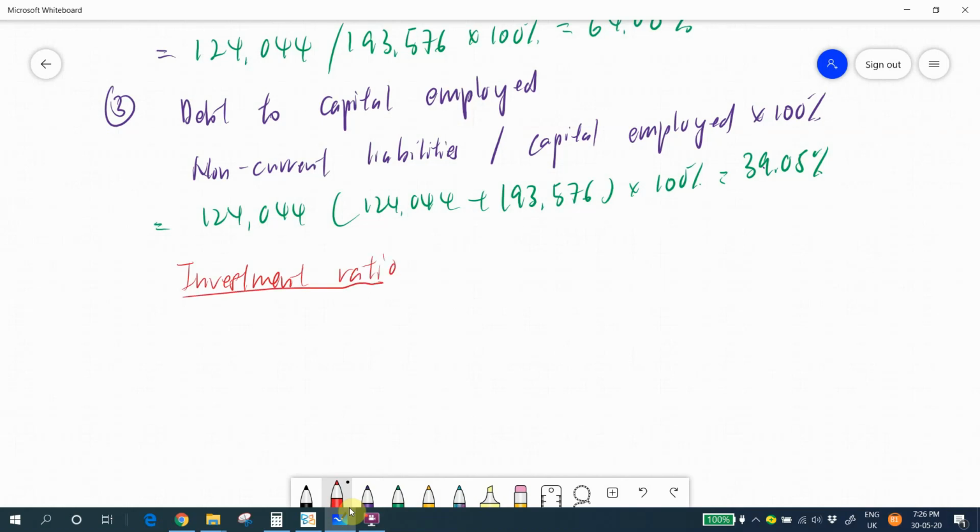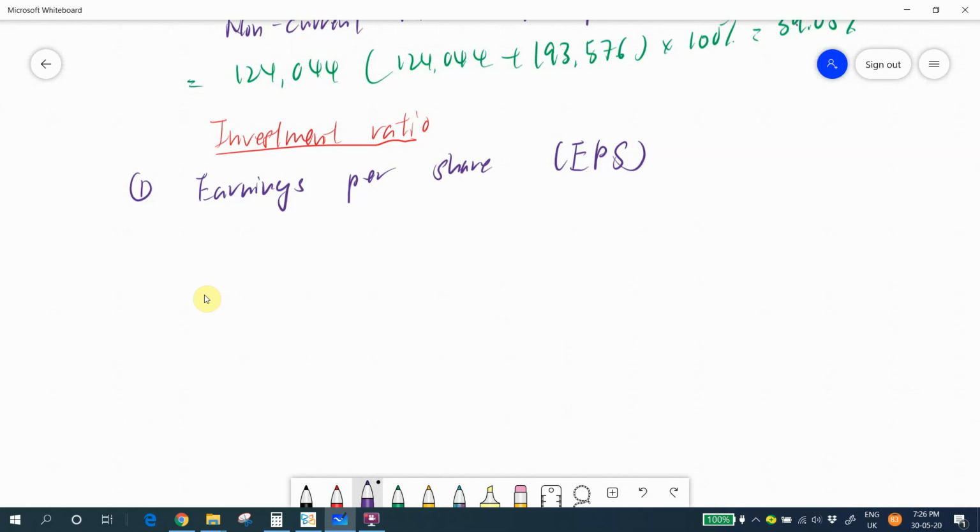The first one in the investment ratio will be earnings per share. The short form for earnings per share is EPS. So how to get the earnings per share for the company? We use net profit divided by the number of shares of the company. So let's have a look at what information we have now.